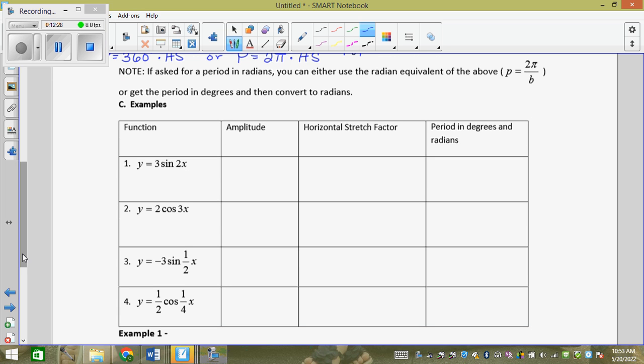What's the amplitude of 1? The vertical stretch, which is 3. What's the horizontal stretch of this one? 1 over 2. So the period in degrees is 360 times a half, which is 180 degrees, or pi. This one, you have an amplitude of 2, a horizontal stretch by a third. So you do 360 times a third, which is 120, or 2 pi times a third, which is 2 pi over 3.